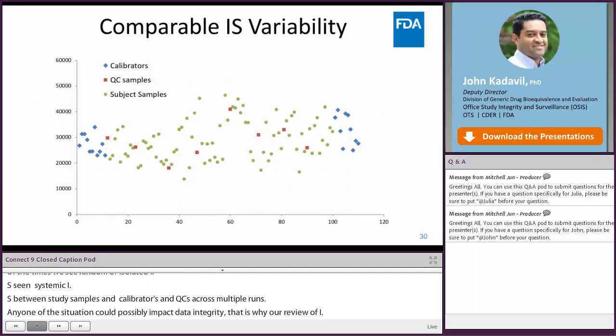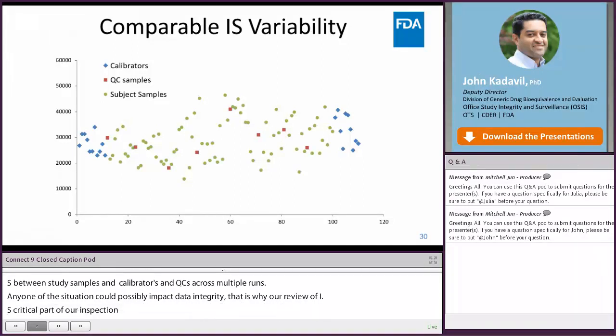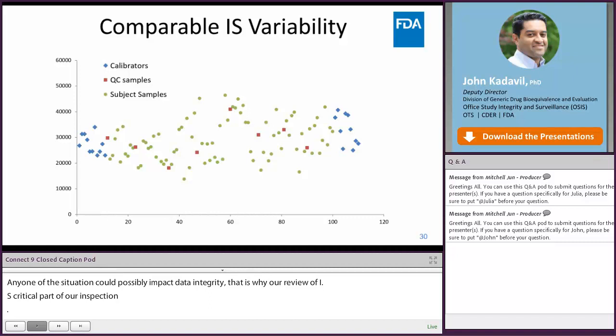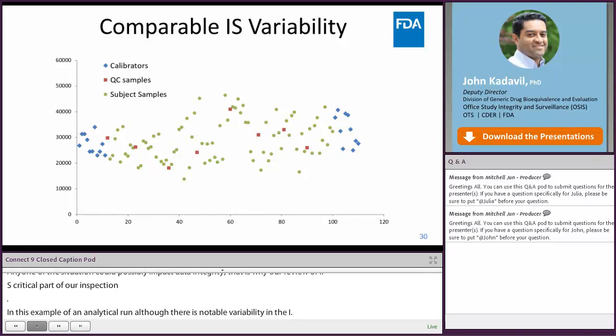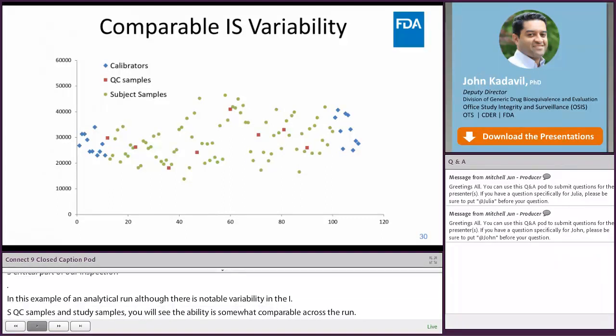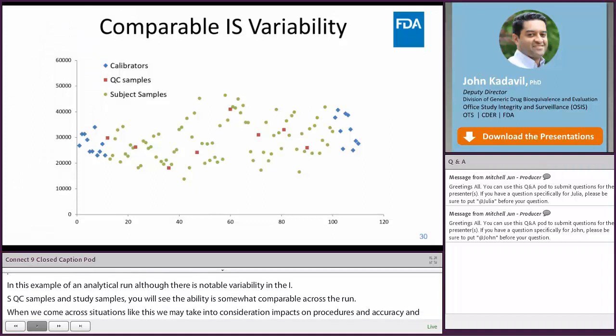In this example of an analytical run, although there is notable variability in IS response in the calibrators, QCs, and study samples, you'll see that the variability is somewhat comparable among calibrators, QCs, and study samples across the run. When we come across situations like this, we may take into consideration impact on precision and accuracy, whether or not this IS response variability is evident across multiple runs, and any relevant information in your method validation or even method development.